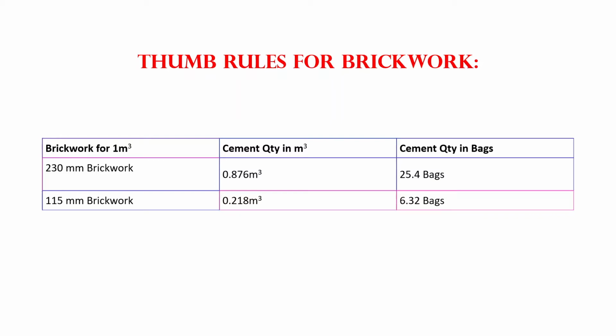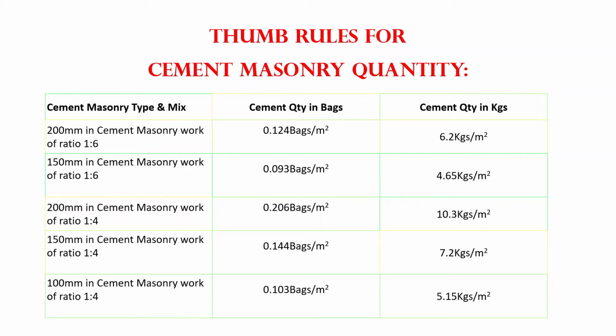Now let's see the thumb rule for brickwork. First and foremost, the brickwork estimation considered here is for 1 meter cube. For 230 mm wall, that is 9-inch brickwork wall, the quantity of cement required is 0.876 meter cube, that is 25.4 bags. And for 115 mm brickwork, that is 4.5 inches wall, 0.218 meter cube of cement is required, that is 6.32 bags.